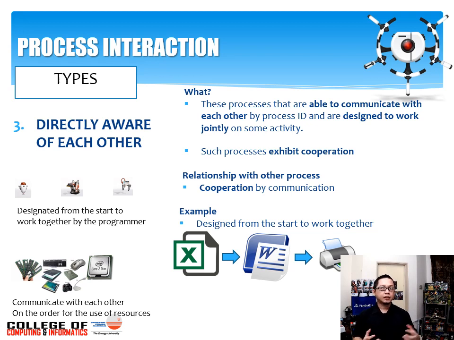So they can immediately recognize each other. When they interact with one another, they can easily share data and work together because they were written from the very beginning to work together. So this is where we have the condition of processes that are directly aware of each other.